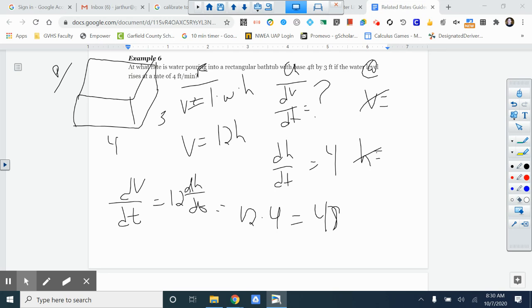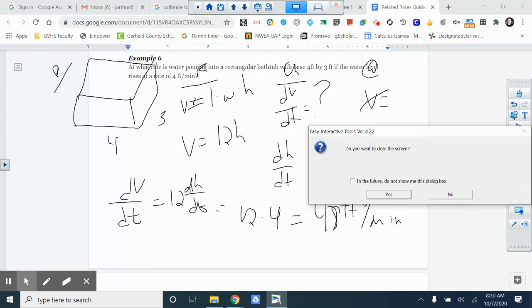You have 48. Okay. And it is cubic feet per minute. Good. Any questions on that one? All right. Let's. What was another one that was in the video?